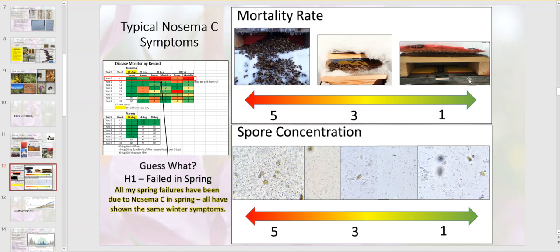Here it's just my ranking system. So when I do my monthly checks on my winter hives to see how many dead bees are out front of each hive, I do take samples off of each of these landing boards, and then I do a spore concentration because I follow the exact same procedure for each one, and it just gives me an idea of what's going on. Typically, high spore count and high mortality equals a hive that will make it past late May to June.